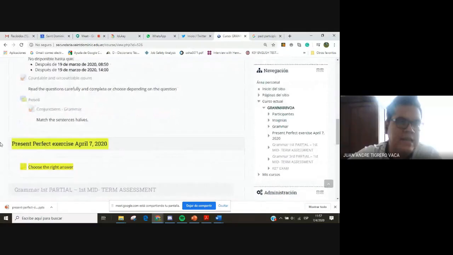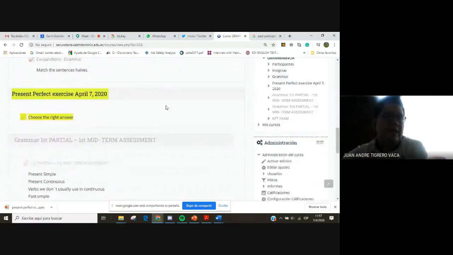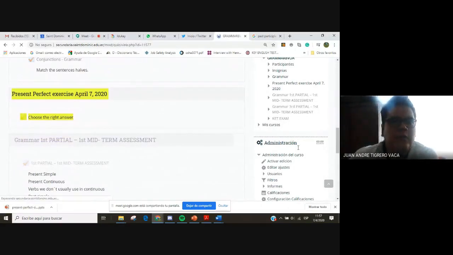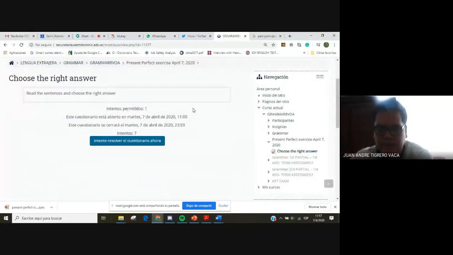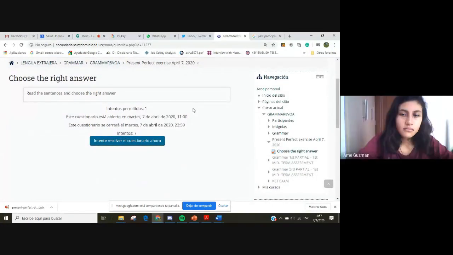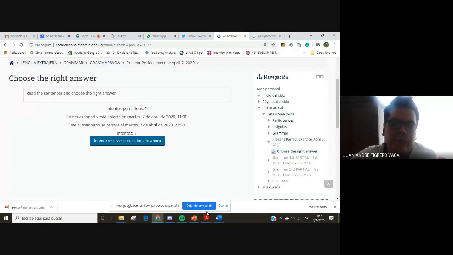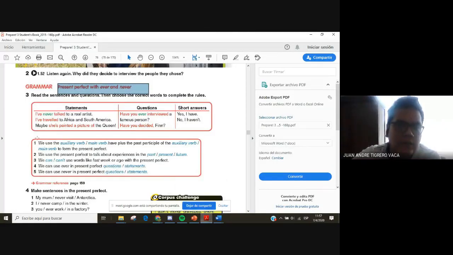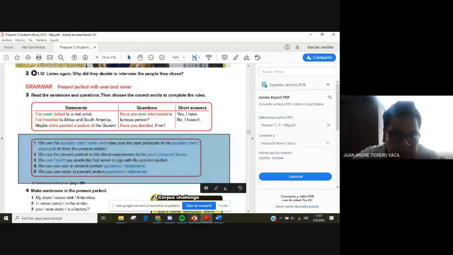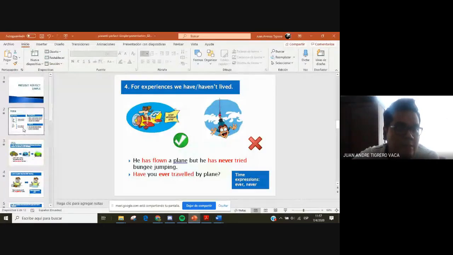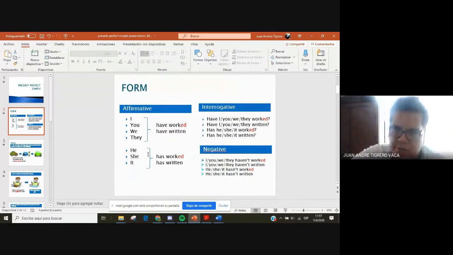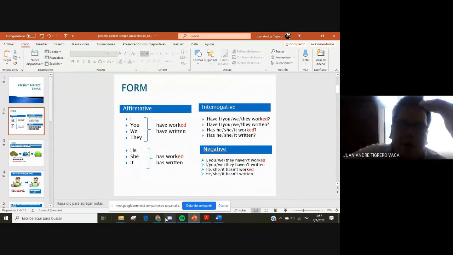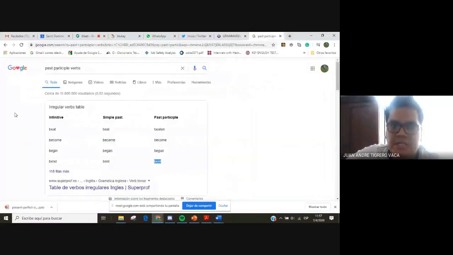This is the exercise. Present perfect exercise April 7, 2020. In which matter? In grammar. Yes, grammar subject. Okay. Please do not attempt to go to the exercise without reviewing the presentations, okay? And without reading this. Otherwise, you will fail. Read the presentation. Read it. Learn it because you have to learn the structure, okay? Learn the structure. And also, Google the past participle of some verbs.